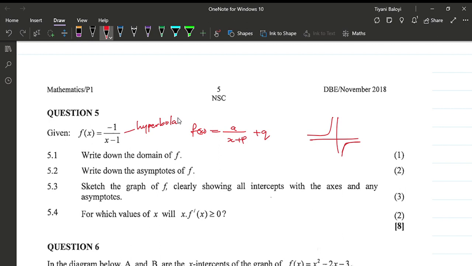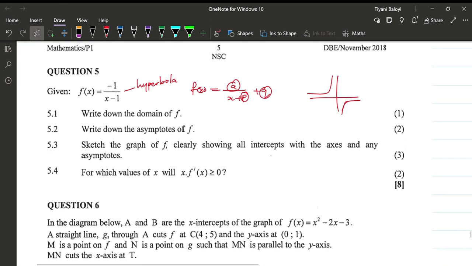So this is 0. Our horizontal asymptote is y is equal to 0. Yes, it's the x-axis. And then this will be our vertical asymptote, where x is equal to 1, right? Because we already know that these are our asymptotes. And this shows us the shape of your hyperbola. Okay, so we can start answering.